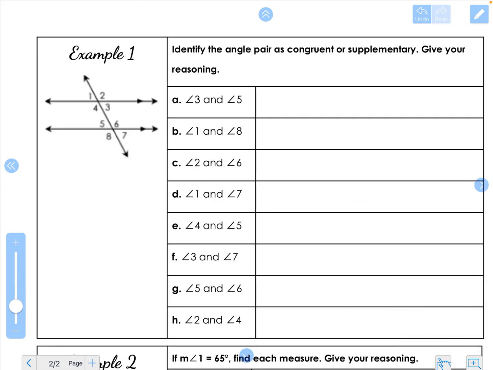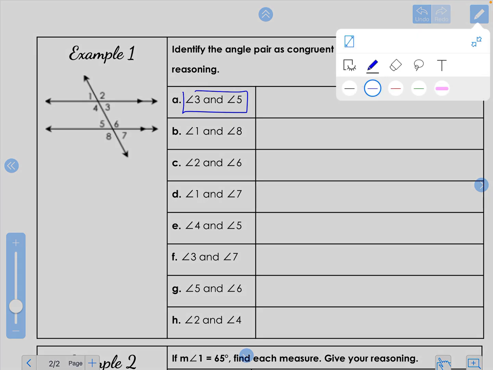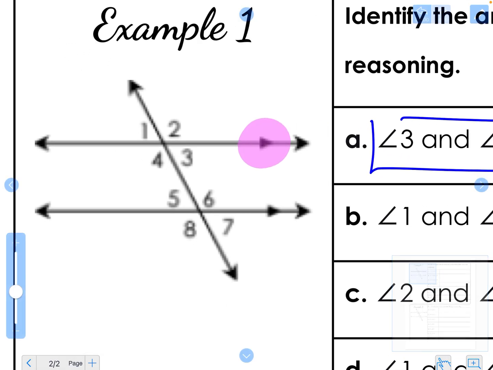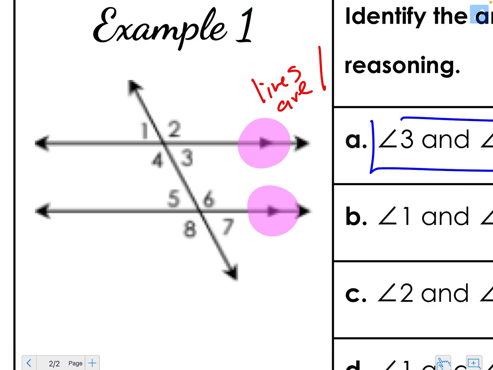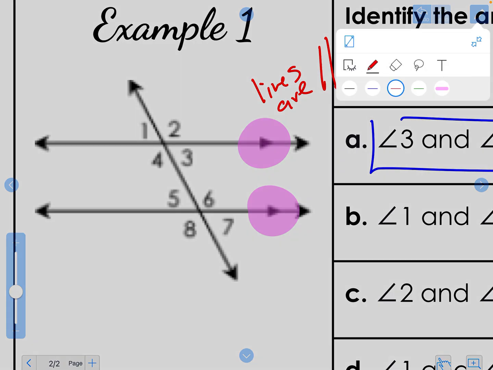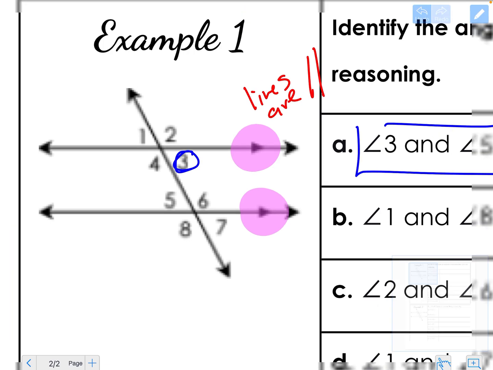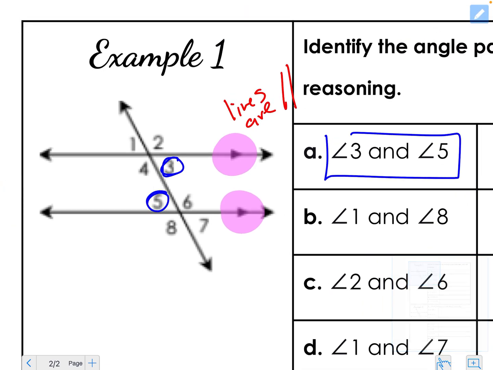So let's look at this first example right here. Let's look at angle 3 and angle 5. The first thing that we have to notice about this diagram is this right here and this right here. So we said on the last page that these arrows mean that these lines are parallel. And so once we know that these lines are parallel, we know a lot more about these angles. So let's look at 3 and let's look at 5.